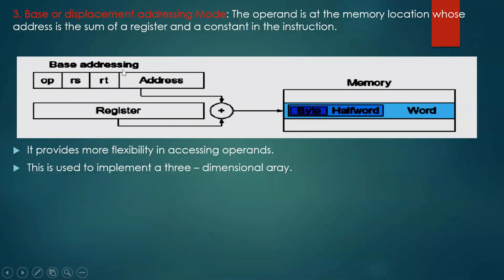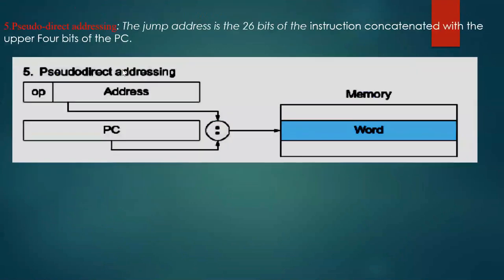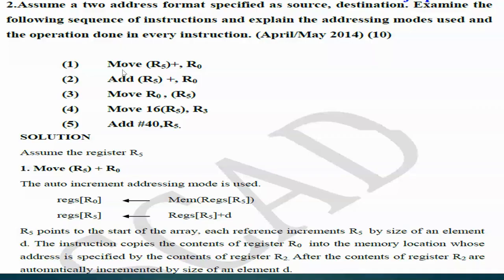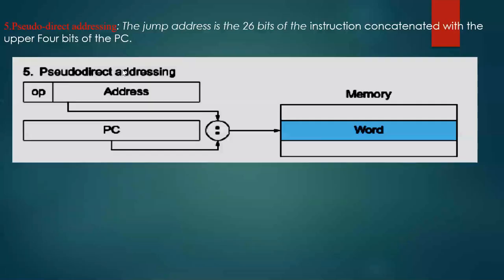The same goes for base or displacement, then PC relative, and pseudo direct. Pseudo direct is a jump instruction where you jump to a particular location. So this is about the addressing modes we have, right?